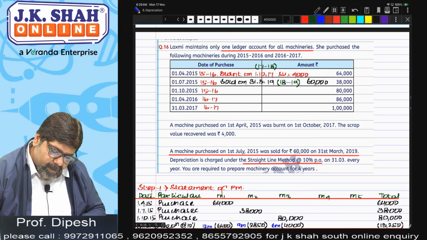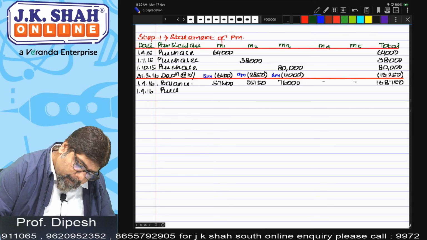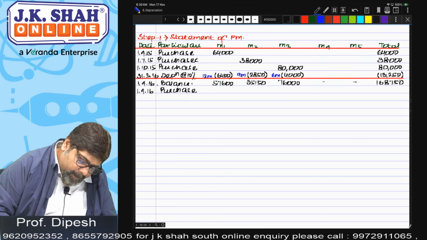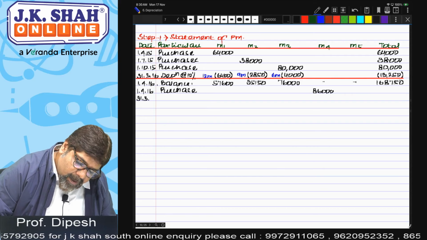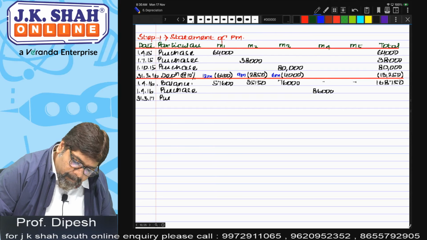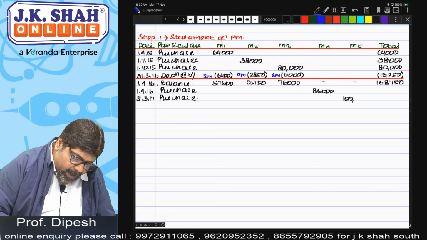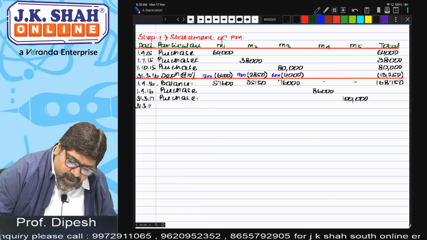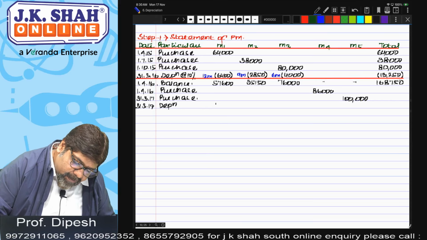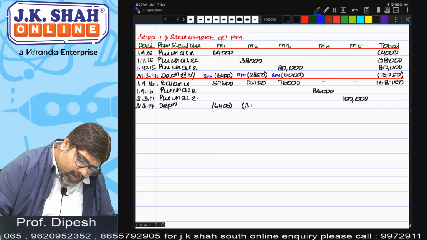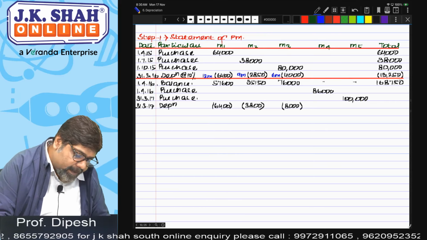Again in 16, on 1/4/16 you purchase 86,000, and on 31st March 17 you purchase 1 lakh. Then on 31st March 17, you charge depreciation at the rate of 10%, and remember, on the straight line method. So on this asset you will charge depreciation 6,400, on this asset 3,800, on this asset 8,000.